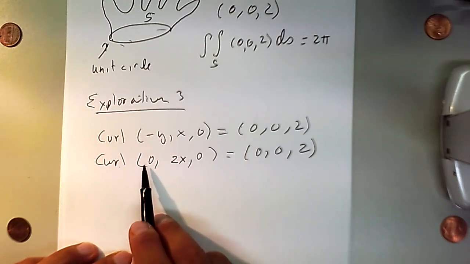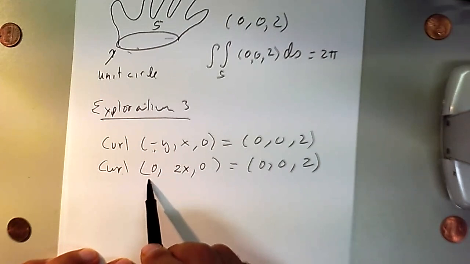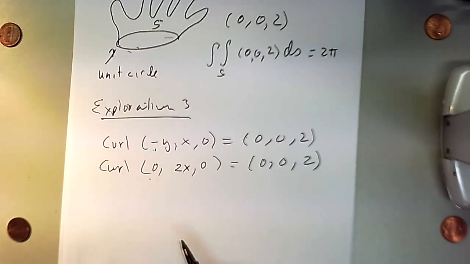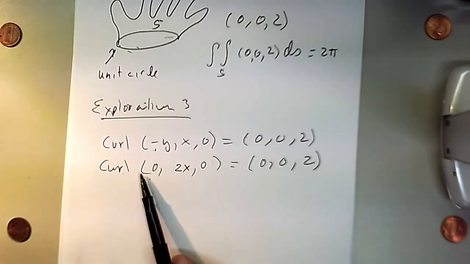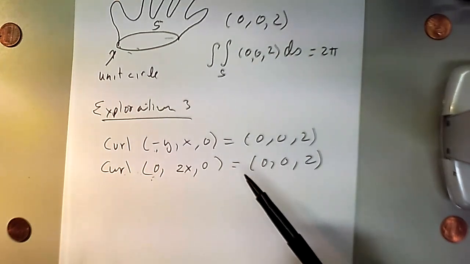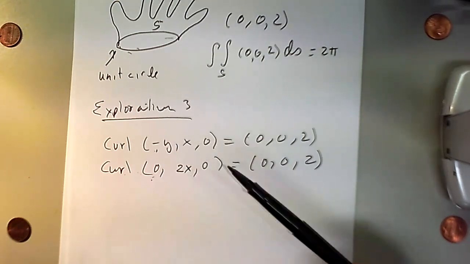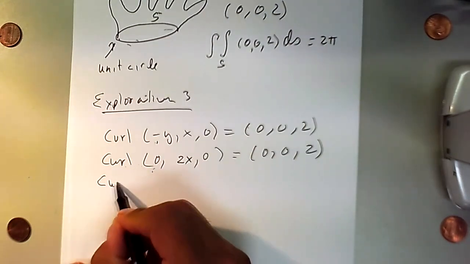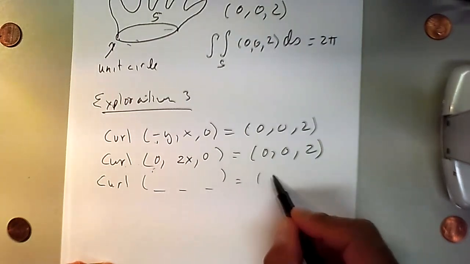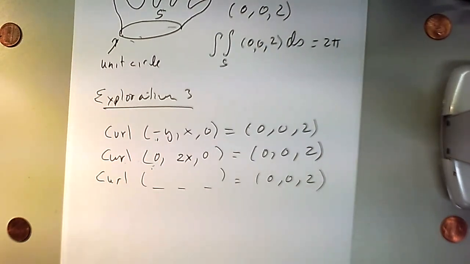So you don't have to use this vector field. If you use this one in its place, everything we did will work out. So the anti-curl, if you will, we can have different anti-curls. It doesn't have to be this one, it can be this one. Can you come up with a third one? Curl of blank, blank, blank, that gives us 0, 0, 2. And that's something you should find out.